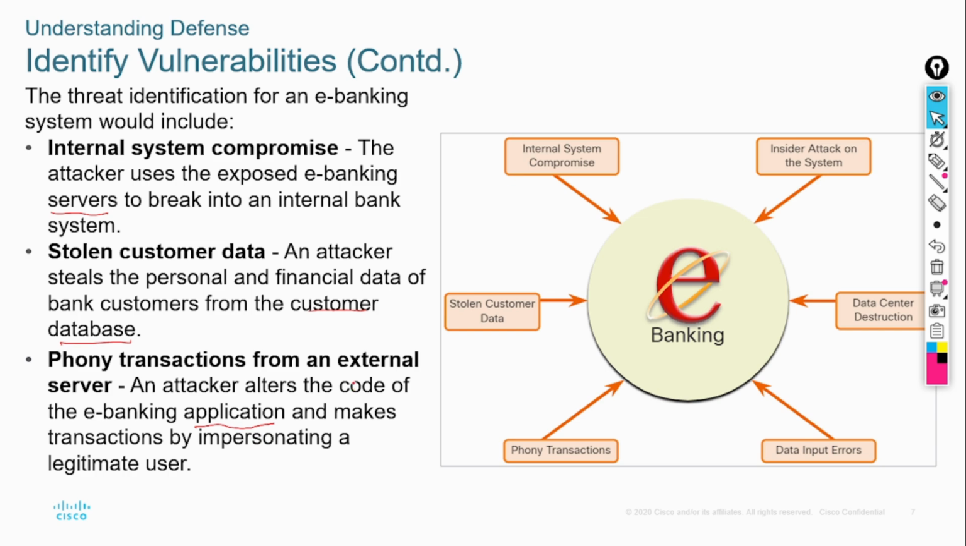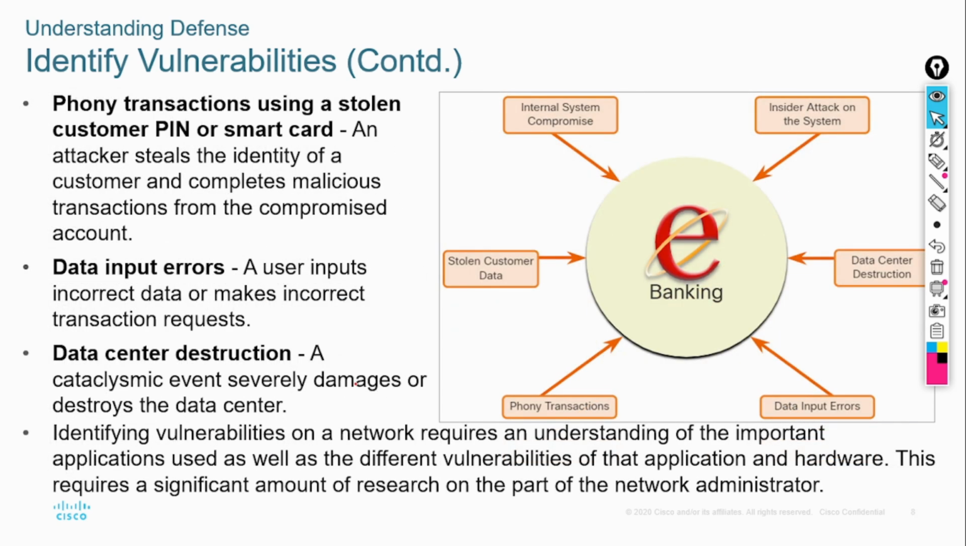And then we also have, an attacker can steal the identity of the customer and complete malicious transactions from the compromised account. So phony transactions using a stolen customer PIN or smart card. So the card might be another asset, right?